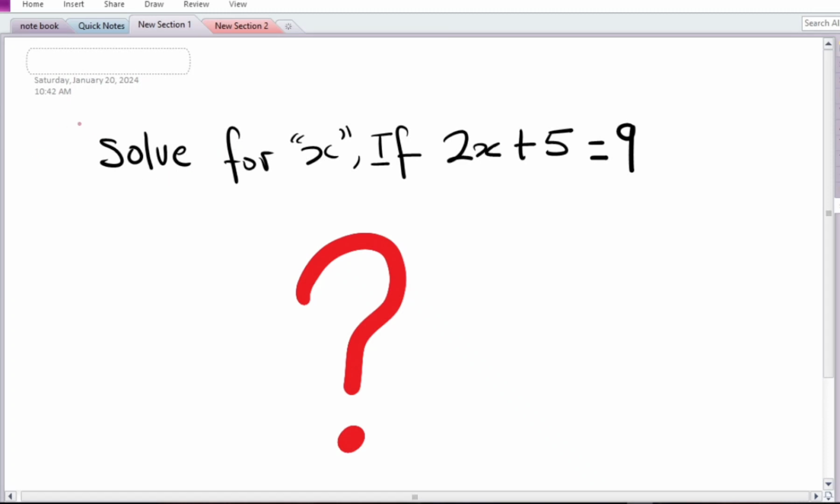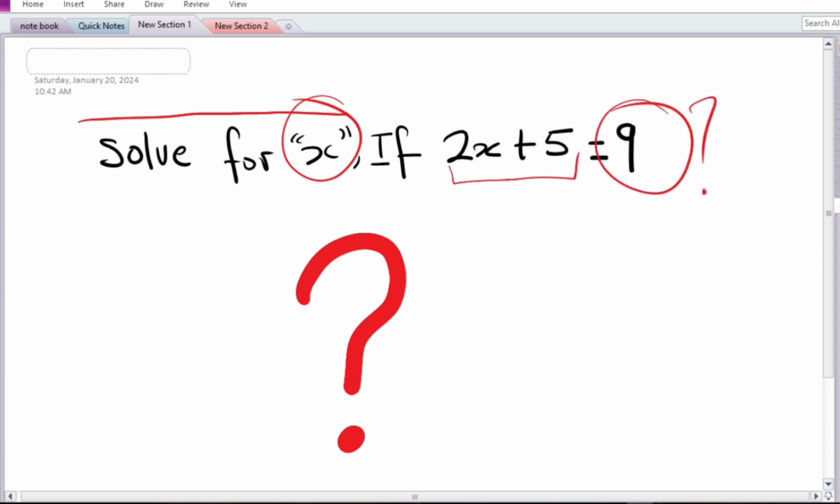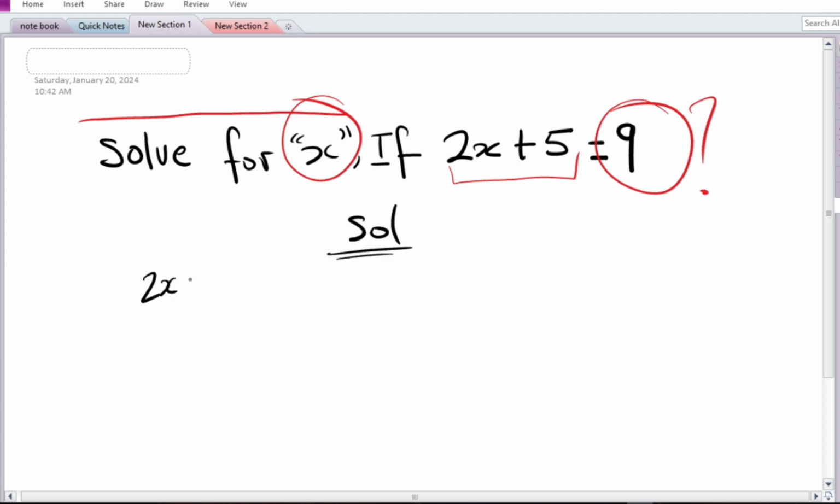Now this question says solve for x if 2x plus 5 is equal to 9. It asks us to get the value of x, where 2x plus 5 is equal to 9. Now when we want to solve something like this, since we are looking for x, whatever has x stays on one particular side, and we take the rest to the other side.